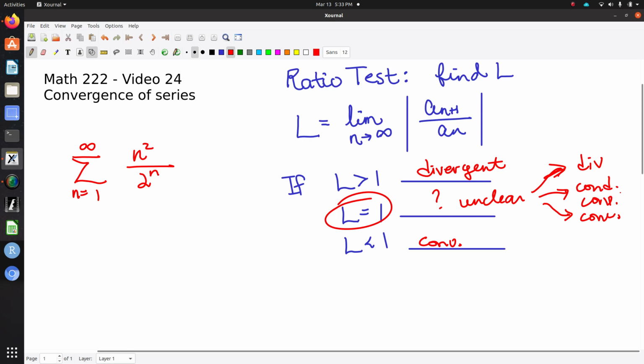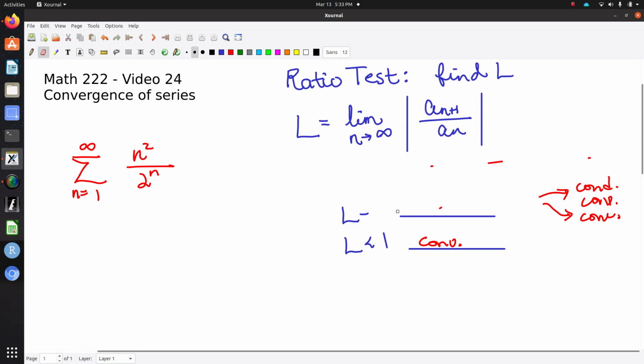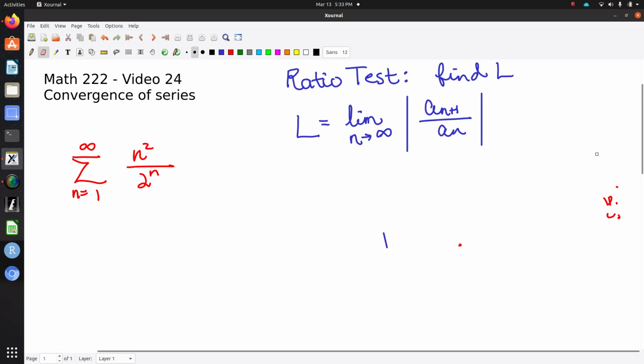But for now, I want to show you what happens when we don't get the L equals 1 situation. Okay, so let's go ahead and calculate what happens for our little friend here and see which situation we end up with. So I'm going to leave that over here.